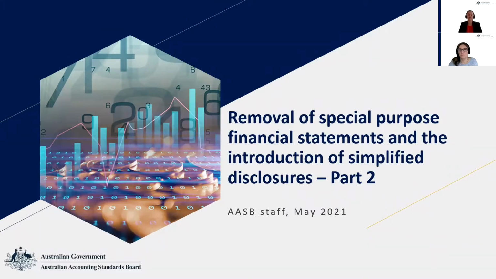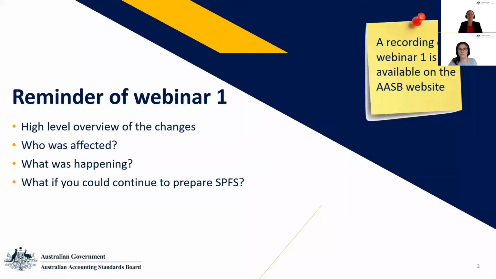By way of background, in early 2020, the AASB removed the ability for certain for-profit private sector entities to prepare special purpose financial statements. At the same time, they also introduced the Simplified disclosure standard, a disclosure standard which replaces the existing reduced disclosure requirements regime. During the first webinar, Carmen gave us a high-level overview of the changes, including who was affected by the new requirements and what the affected entities need to do. Carmen also explained what happens if an entity can continue to prepare special purpose financial statements.